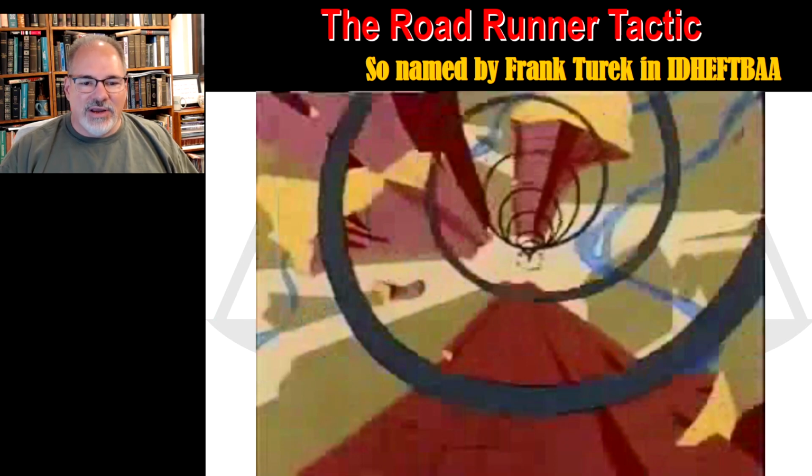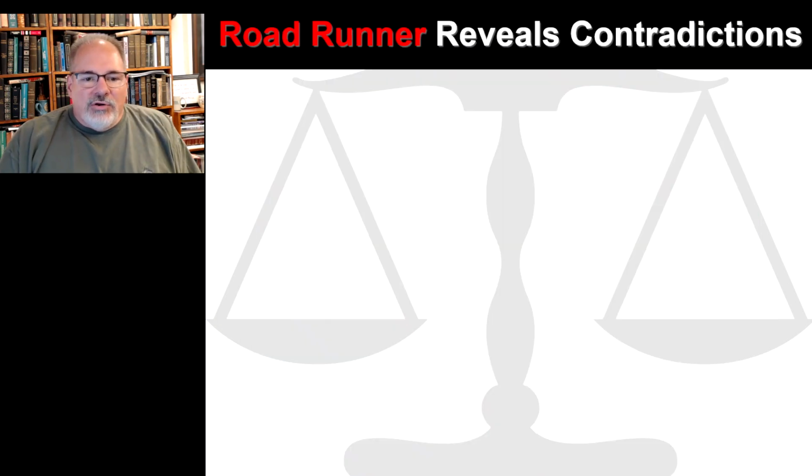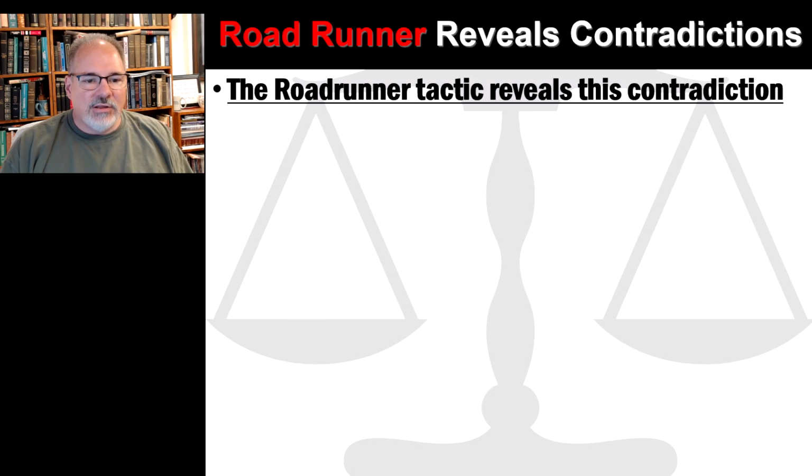This is named that by Frank Turek, in his book I Don't Have Enough Faith to Be an Atheist. What it is, is that you take a claim that somebody makes and you turn the claim on itself, or you see, does the claim support its own principle, or is it contradicting, right? So we can get into a couple of examples here, because there are self-refuting statements. Basically, people are left with no ground to stand on, like Wile E. Coyote there. So the Roadrunner tactic, as they call it, reveals contradictions.